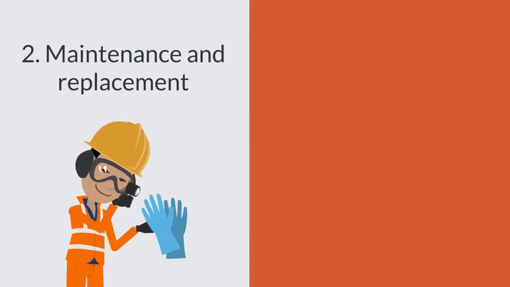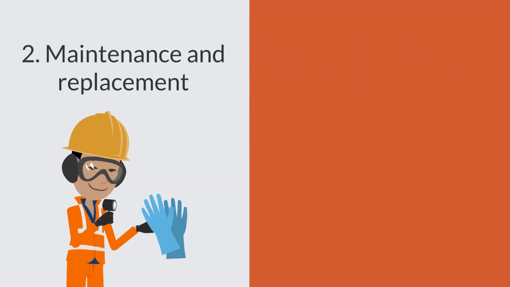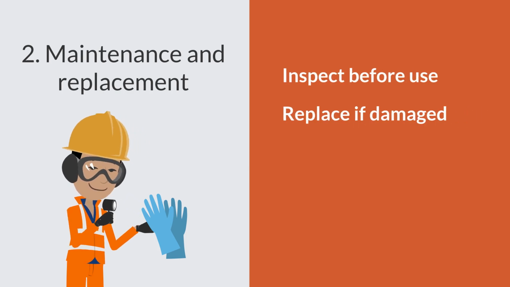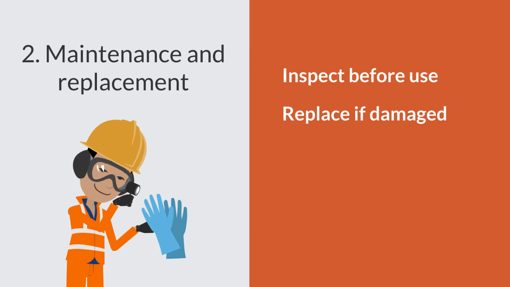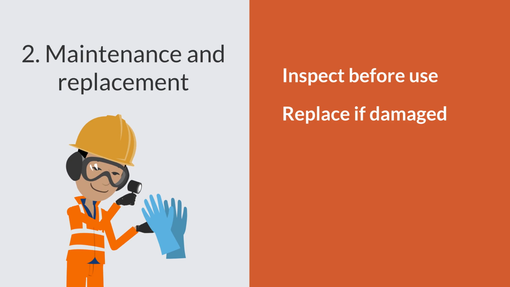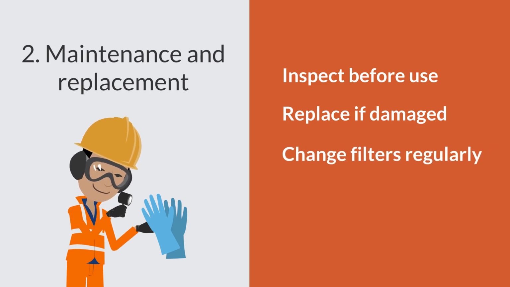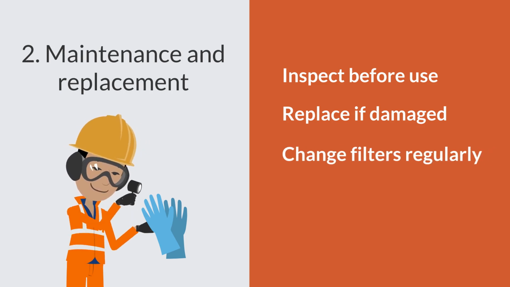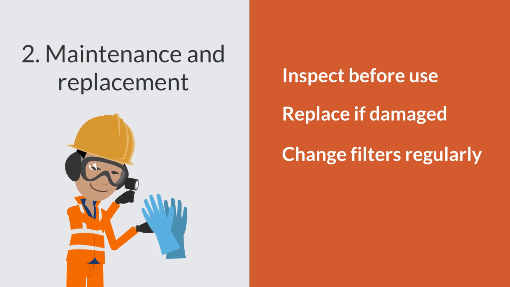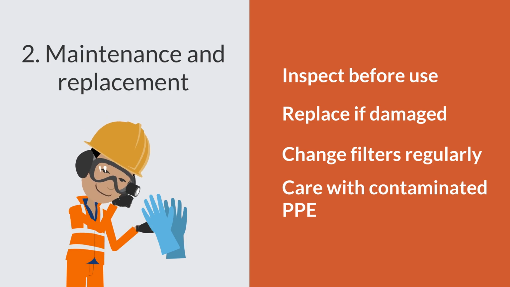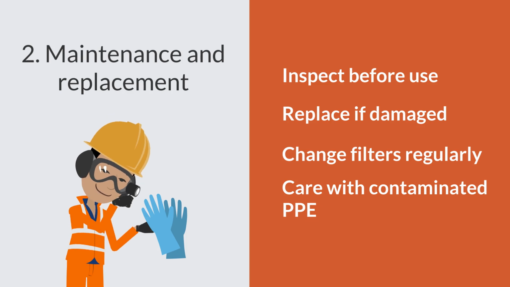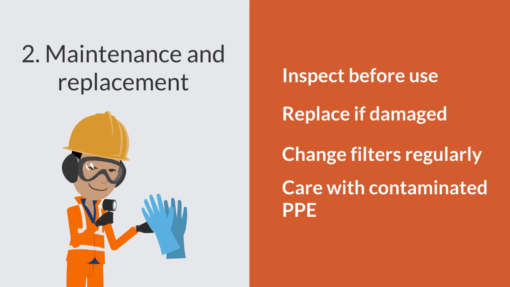2. Maintenance and replacement. It is important that PPE is in good condition. Inspect it before use. If it is damaged, for example holes in gloves, it will not protect you and needs to be replaced. Some PPE is single-use. Other PPE, such as respiratory protective equipment, has filters which must be changed regularly. Take care when handling and disposing of contaminated PPE. For example, family members can be exposed to hazards whilst washing contaminated overalls that are taken home.